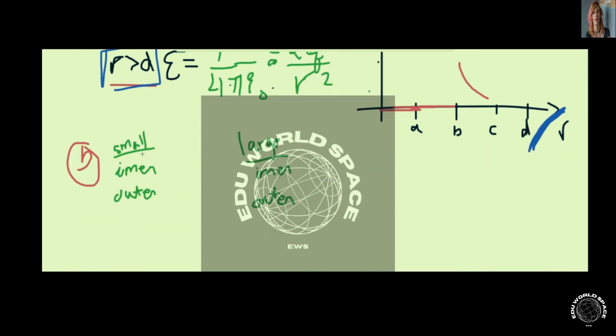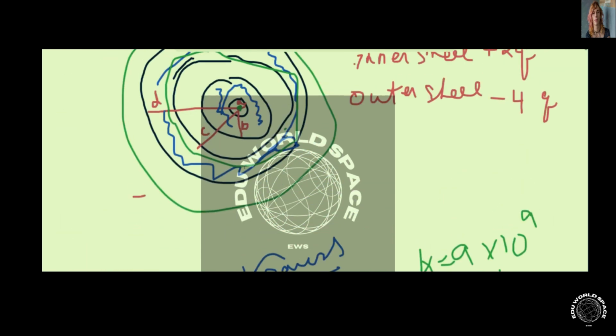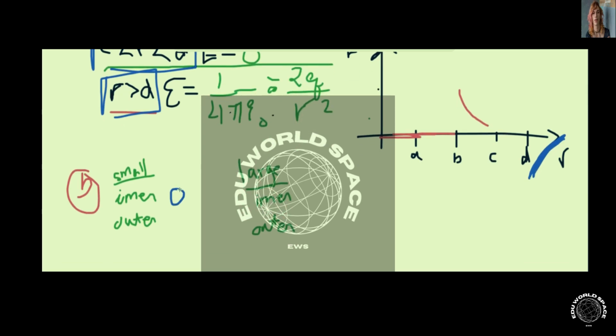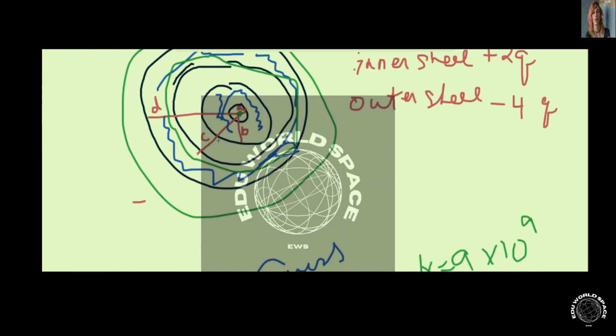Okay, let's look at the inner surface of our small shell. The inner surface of our small shell, remember, electric field must be 0. There's nothing on the very, very inside of this shell where that green dot is. So this must be 0. What about on the outer surface? Outer surface must be the total charge on this shell, plus 2q.